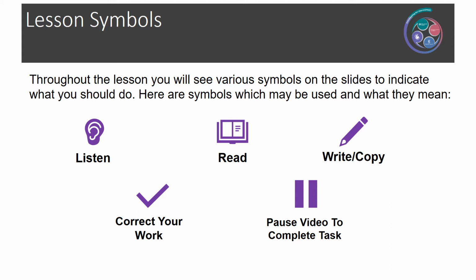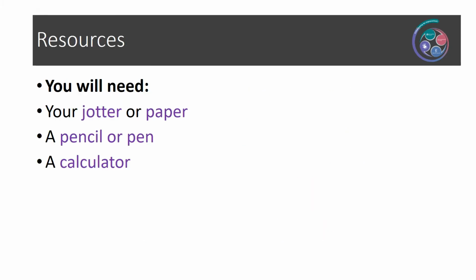When I ask you to pause the video, please complete the question that I have set and take a couple of minutes before you play the video. And when you've finished writing your answer for a question, then replay the video, and when you see correct your work, I will go over the answer. For this lesson, you will need your jotter or a piece of paper, a pen or a pencil, and a calculator.